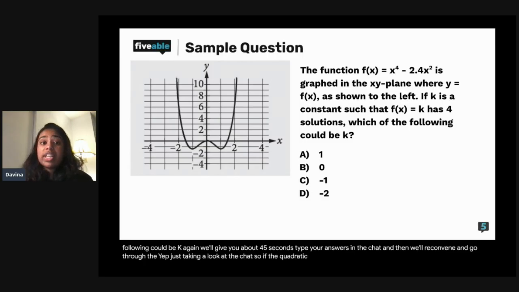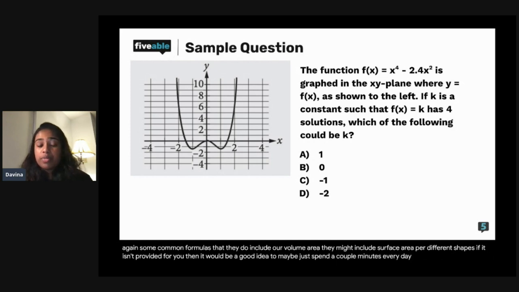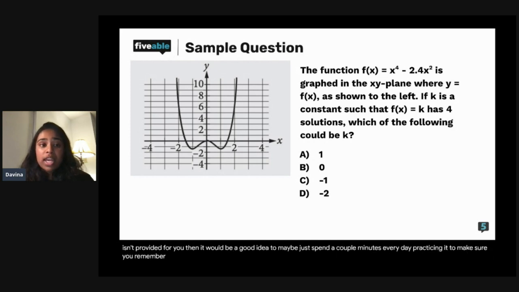So if the quadratic formula is not given to you on your formula sheet for the SAT, again, some common formulas that they do include are volume and area. They might include surface area for different shapes. If it isn't provided for you, then it would be a good idea to spend a couple minutes every day practicing it to make sure you remember it. Or maybe just have it on a note card and memorize it before your SAT, and then, of course, leave your note card at home or take a look at it right before you go into your testing center.